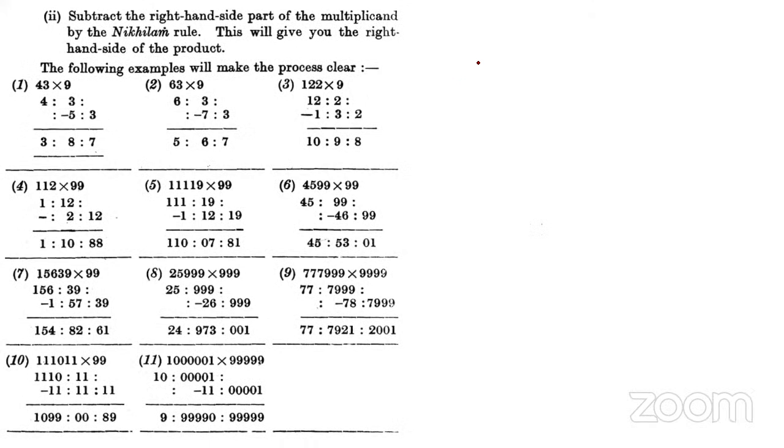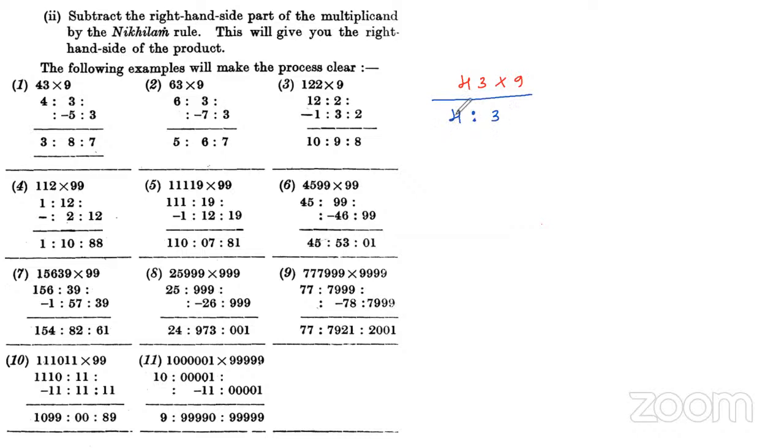Yeah, this is a very interesting one. Let me take more time on this. Here, 43 into 9 is taken. It can be done in many ways, but Swamiji was explaining in a different way. Let me talk about that. So, 43 into 3.